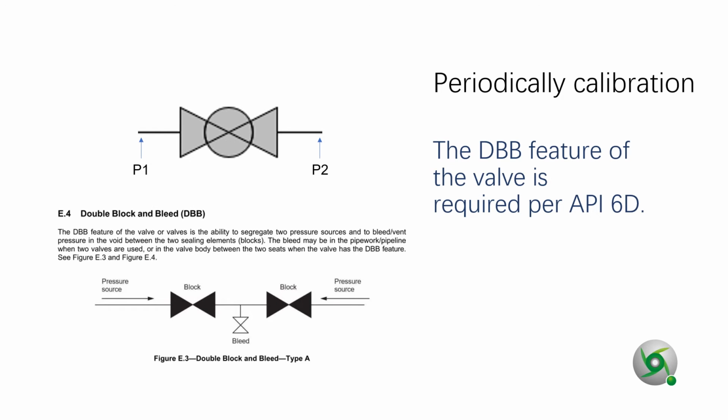It means that the valve must meet DBB to provide proven isolation under pressure from both sides of the valve in accordance with API 6D.